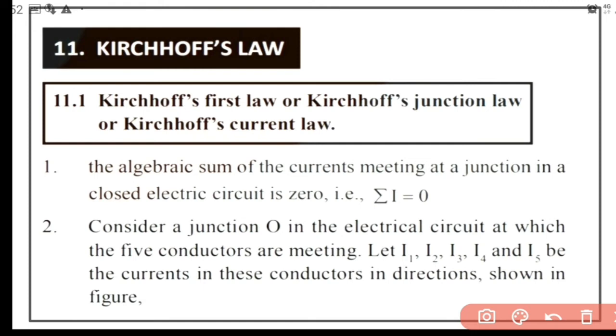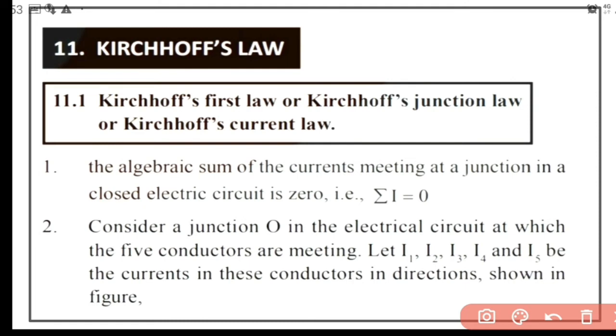According to Kirchhoff's current law, the algebraic sum of currents meeting at a junction in a closed electric circuit is 0. That means the algebraic sum of currents at a junction is equal to 0, or summation I is equal to 0. That's what we mean by Kirchhoff's first law. We will take one example.